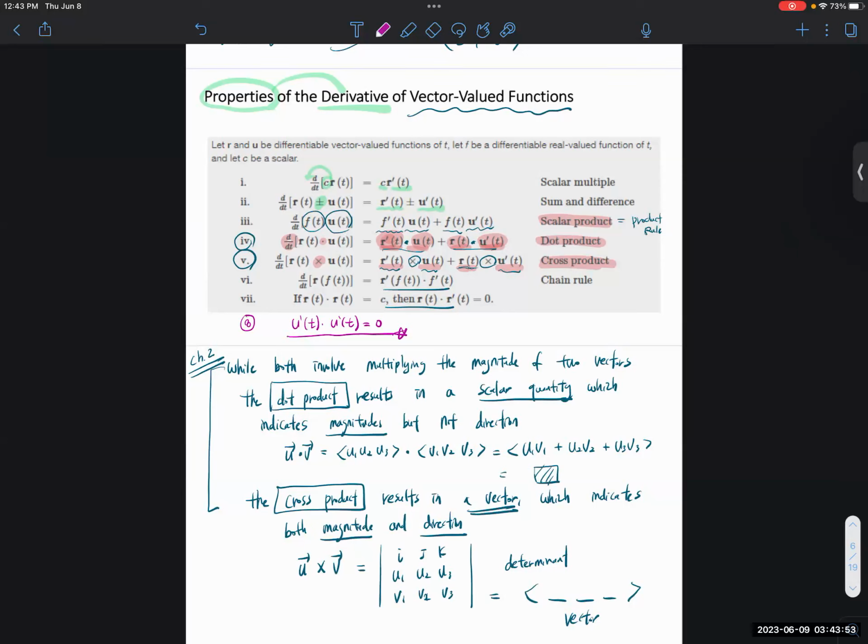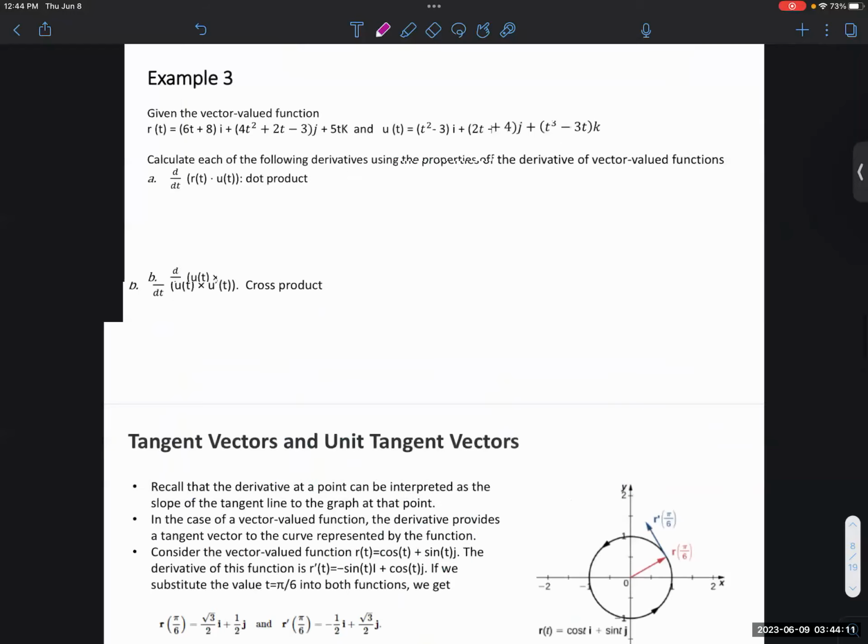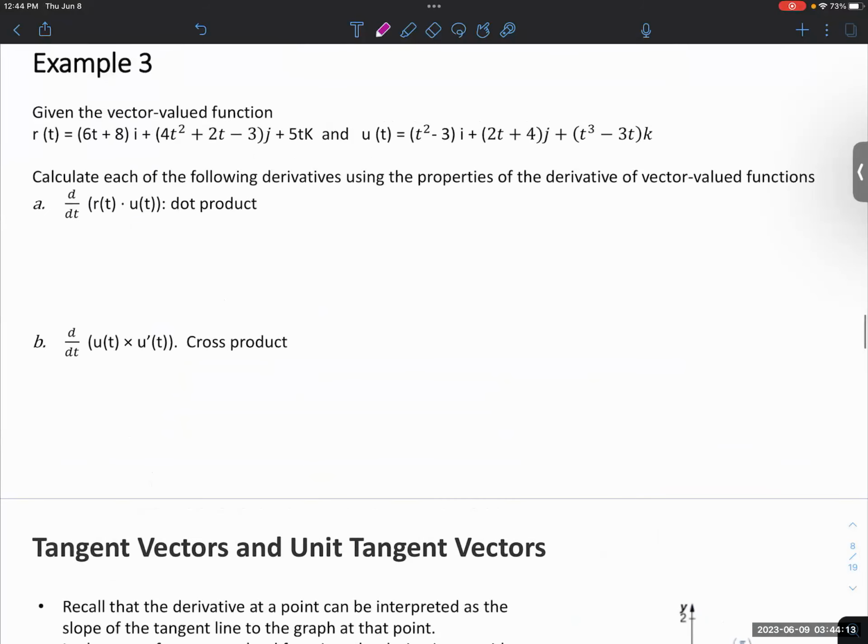We talked about the dot and cross product. Let's take a look at the next question. We're going to show you how to find the dot and cross product in terms of the vector-valued function, okay? So let's do that work. Let me go there slowly. This is an important slide. This is exactly what I want to do with you.